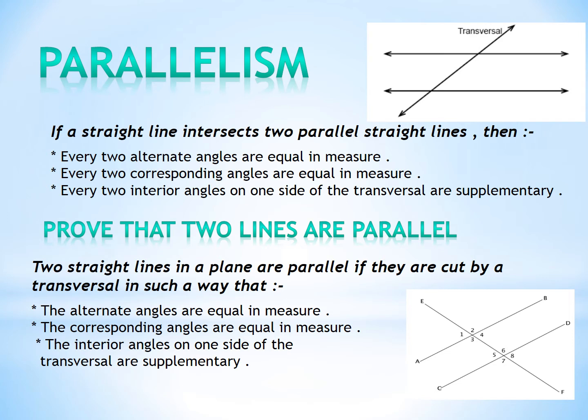خدنا كمان الباراليزم. لما يبقى عندي two parallel straight lines ويجي third line تعمل لهم intersect، يبقى معنى كده هيبقى فيه every two alternate angles are equal in measure, every two corresponding angles are equal in measure, every two interior angles on one side of the transversal are supplementary.